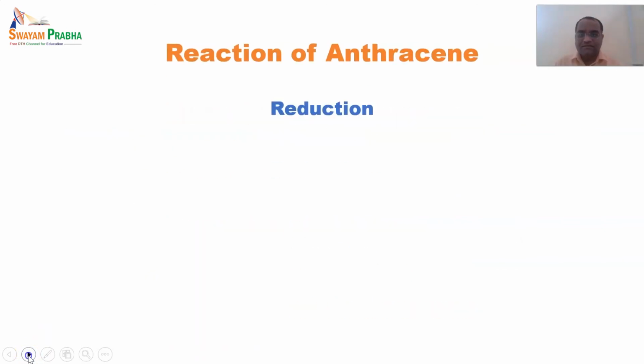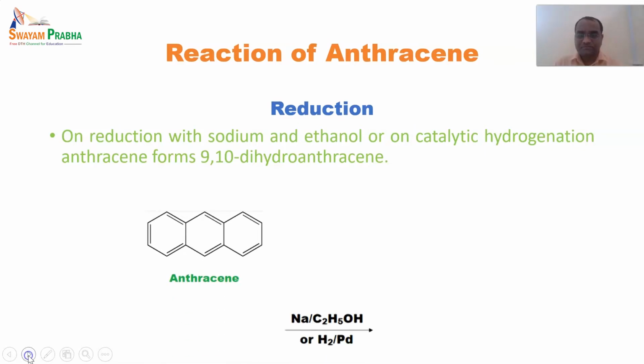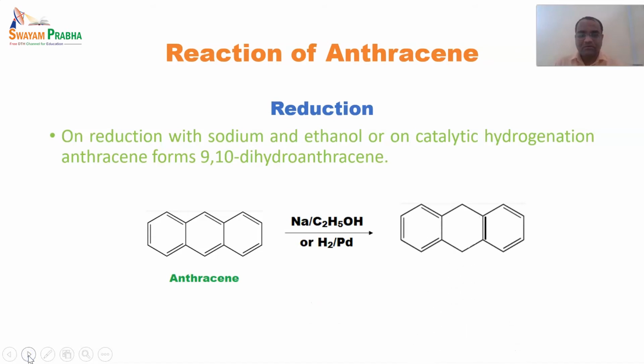Reactions of anthracene, that is, now it is a reduction. On reduction with sodium and ethanol, or on catalytic hydrogenation, anthracene forms 9,10 dihydroanthracene. So both methods can be utilized, and both are giving a similar kind of product, that is 9,10 dihydroanthracene.